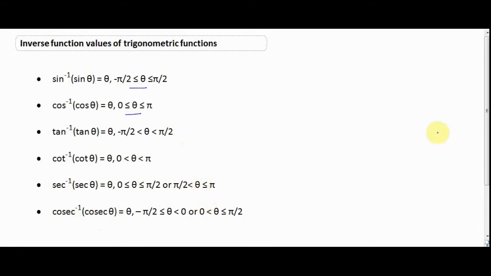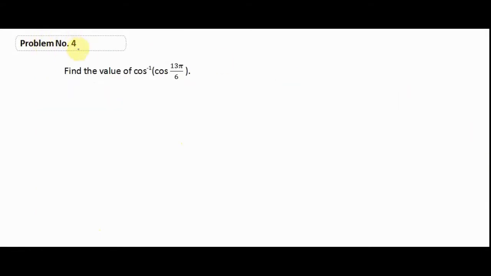Now let's see one problem. Problem number 4. Find the value of cos inverse of cos 13 pi by 6. We are asked to calculate the value of cos inverse of cos 13 pi by 6. So we know that cos inverse of cos theta will be equal to theta if the value of theta falls within the range 0 to pi. Now what we have here is 13 pi by 6, which is a theta value outside this interval 0 to pi. So let's try to rewrite this expression.